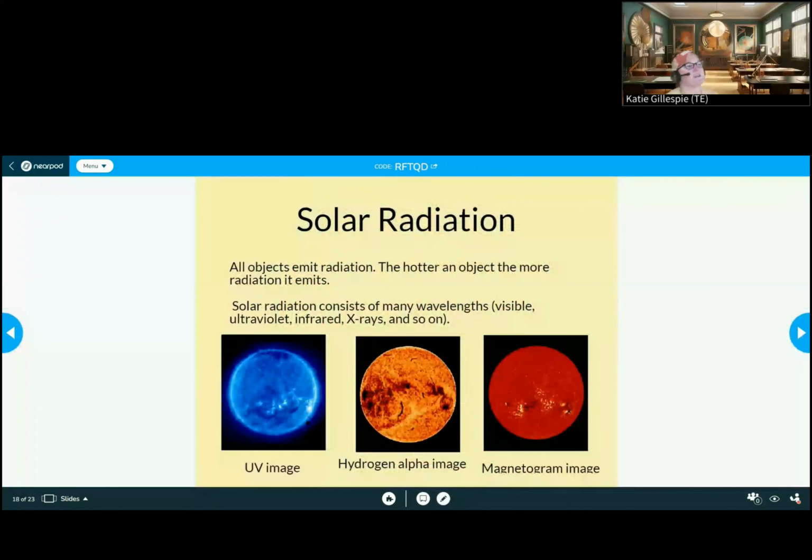All objects emit radiation. This one throws kids for a loop, right? All objects emit radiation. Think about those ghost hunter shows, where they have that little camera that covers their eyes, and they're looking around, and all of a sudden they're like, ah, there's a figure or something standing there. Or there's a hot spot. If you've ever watched any of those, you're probably familiar with that.